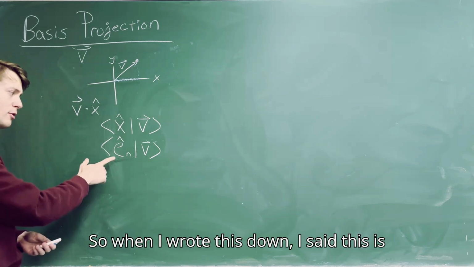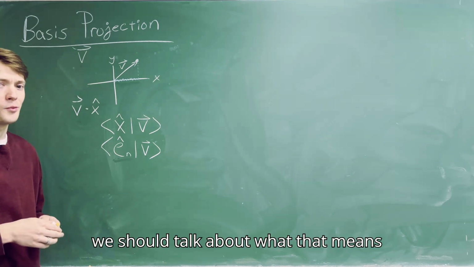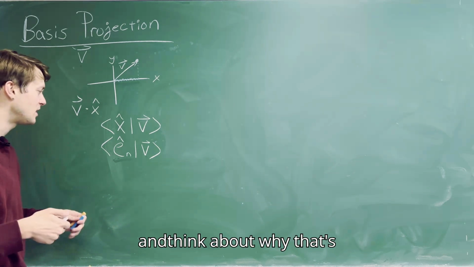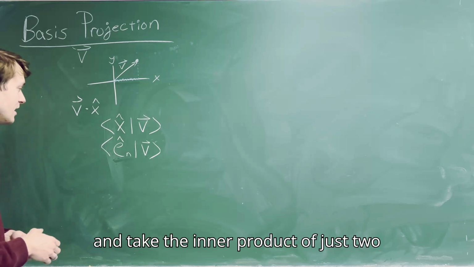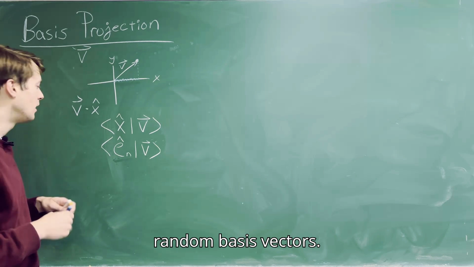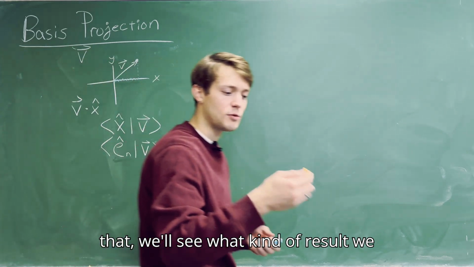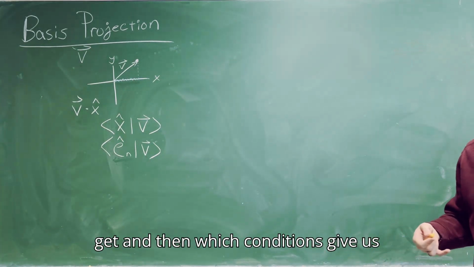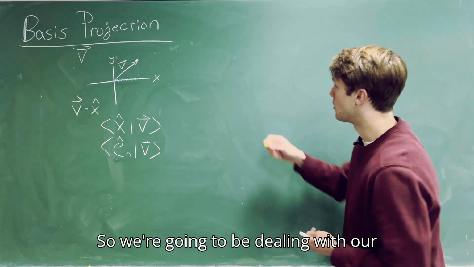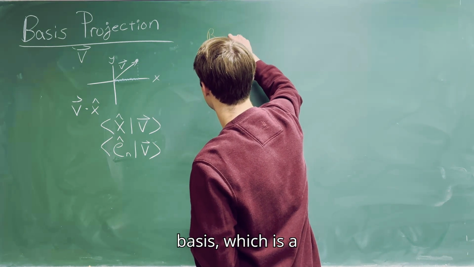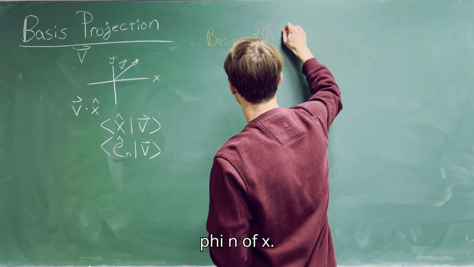So when I wrote this down, I said this is some orthonormal basis. So we should talk about what that means and think about why that's important. So I'm going to go ahead and take the inner product of just two random basis vectors. I'm going to call them phi. And if we do that, we'll see what kind of result we get and then which conditions give us that idea of orthonormality. So we're going to be dealing with our basis, which is a set of functions, phi n of x.